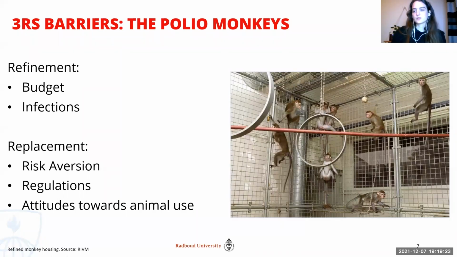And another reason was infections, because in group housing, the monkeys are also more prone to infect one another. They had issues with foamy virus and later with polyoma virus. And then they reverted back to individual housing. So those were barriers for the refinement. And then for the replacement, we can see risk aversion. So the idea that, well, we use the monkeys now and it seems to work, so why switch? Because when we switch, there is a risk, even if it's very small.